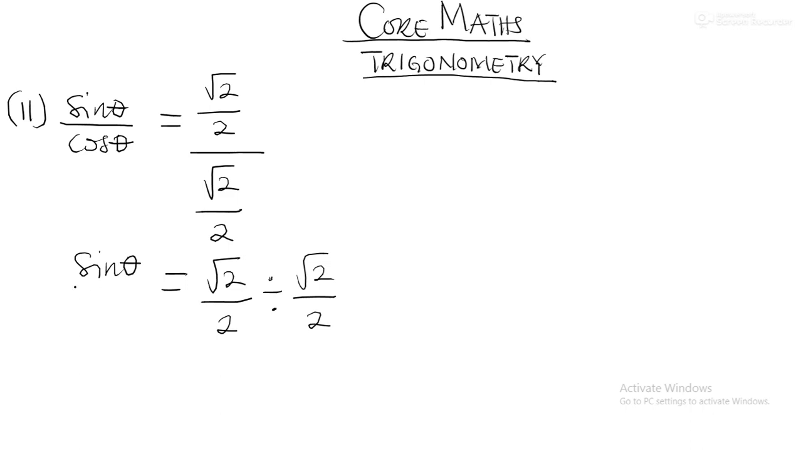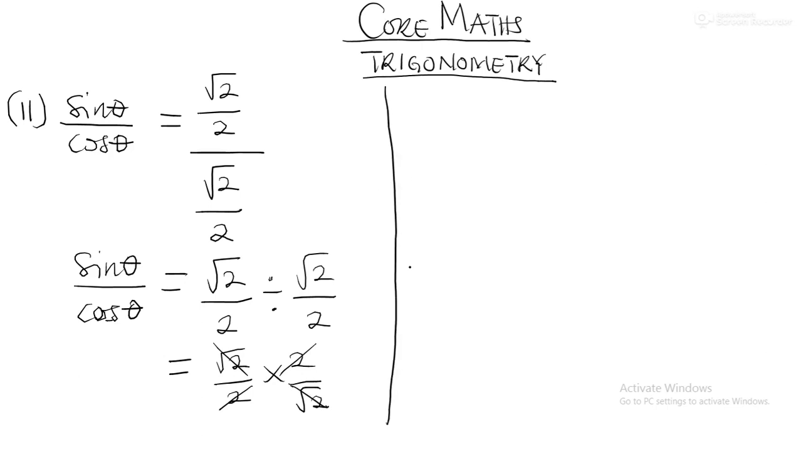So sine theta over cos theta. I hope you are following. If you want this form, then it's going to be root 2 over 2 times 2 over root 2. So this will cancel this. Therefore sine theta over cos theta is equal to 1.